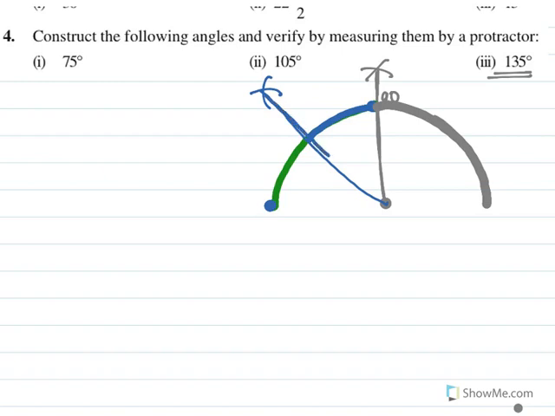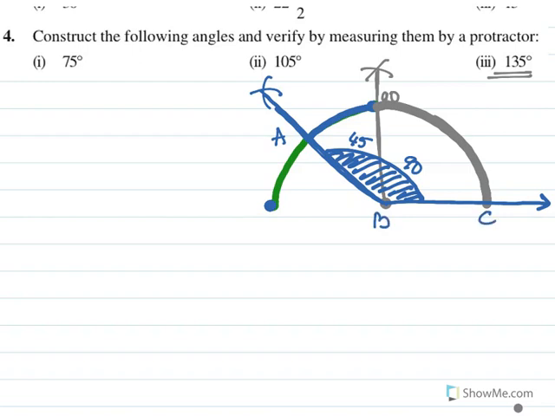So your angle, this entire angle here is 135, this entire angle. You did it 90 plus 45. And how do you draw 45? By bisecting 90. So say angle ABC. Angle ABC is 135.